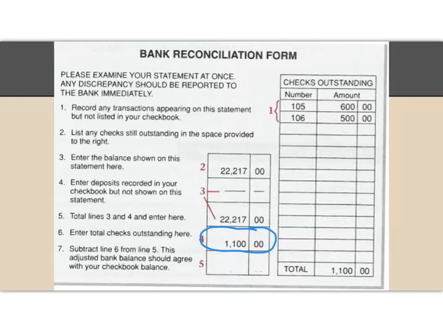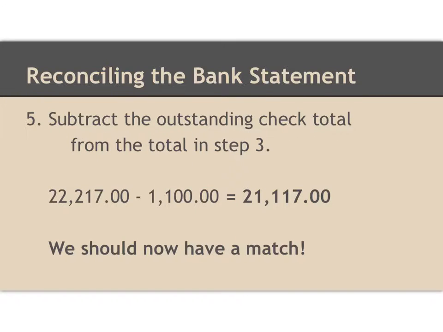And line 7 in the directions, or our step 5, says to subtract the outstanding checks from the total we found in step 3. And we'll do that on paper in a moment, but first the $22,217 that we had from the 3rd box minus the $1,100 that we put in the 4th box makes $21,117.